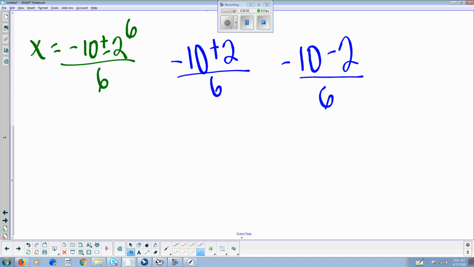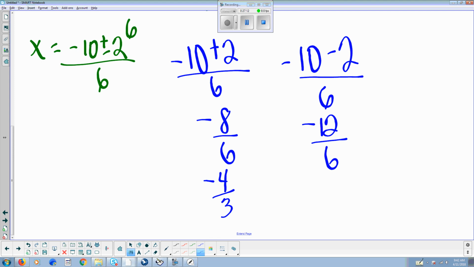So negative 10 plus 2 is negative 8. Negative 10 minus 2 is negative 12. Negative 8 over 6 is a fraction that reduces to negative 4/3. Negative 12 over 6 reduces to negative 2. Now this is what x equals.